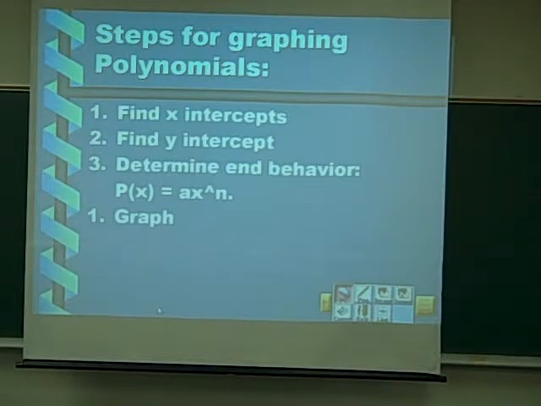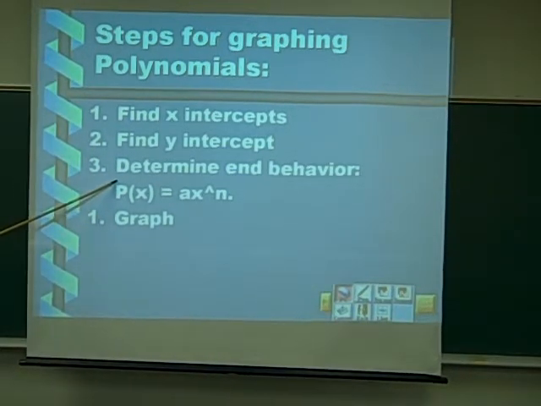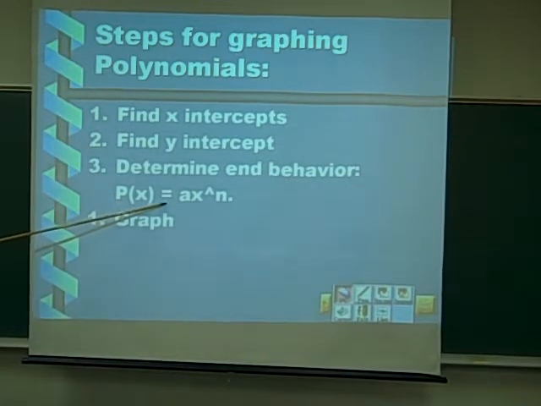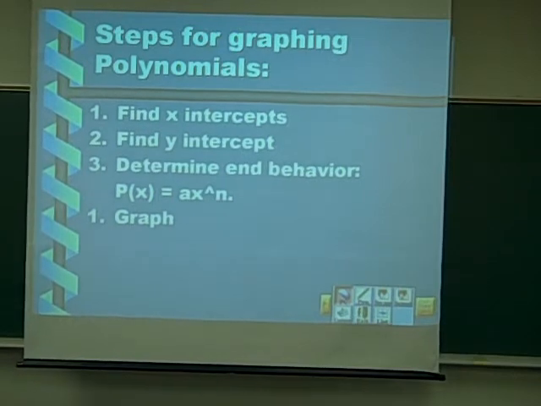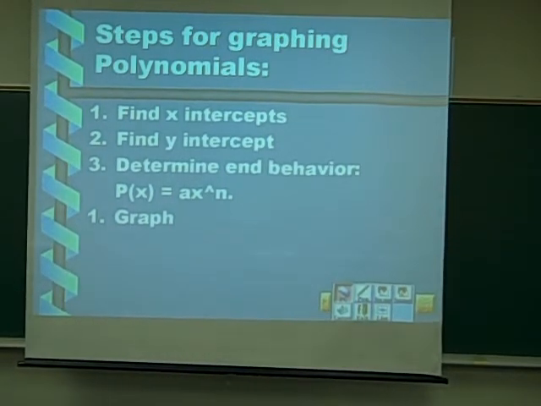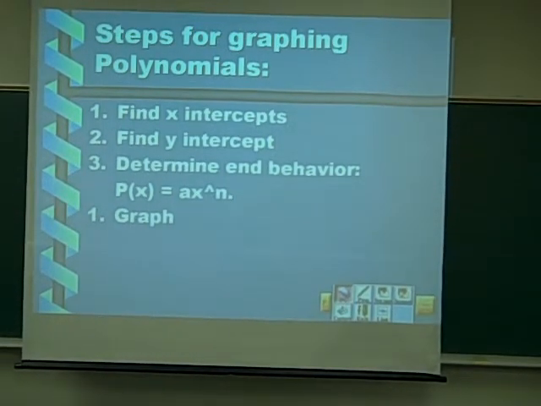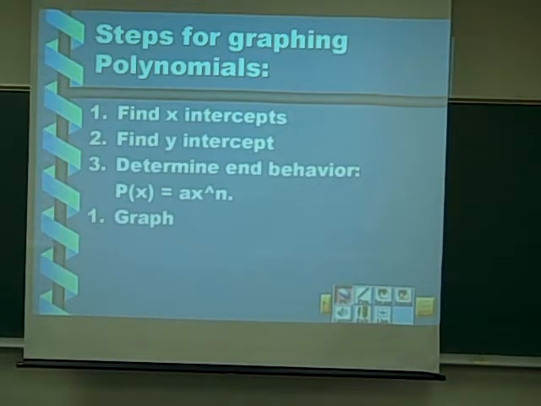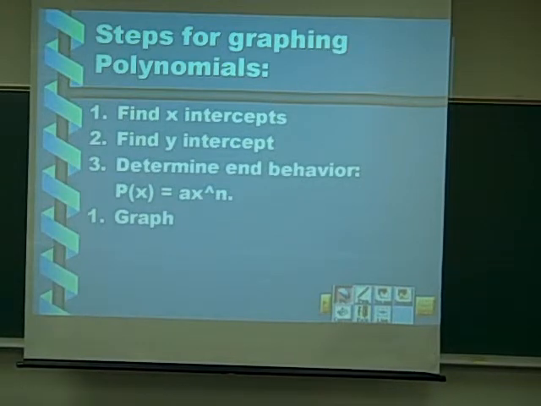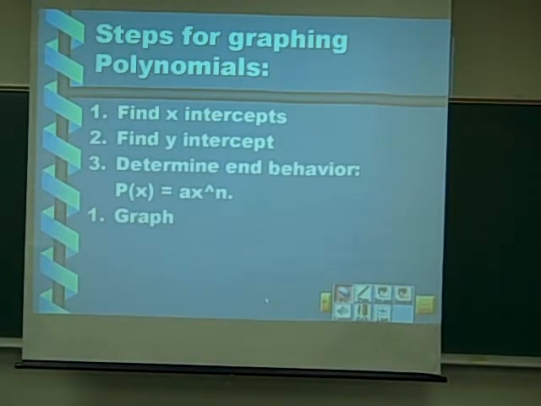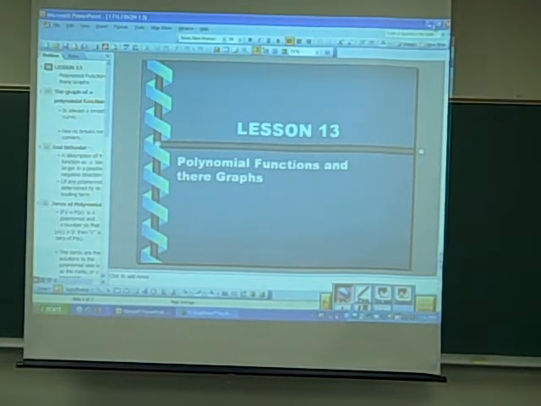Okay, steps for graphing our polynomial functions. We find our x-intercepts and find our y-intercept. We determine our end behavior by looking at our leading exponent and whether our leading coefficient is positive or negative. Then we graph it using the table of values. So let's take a look at some problems.